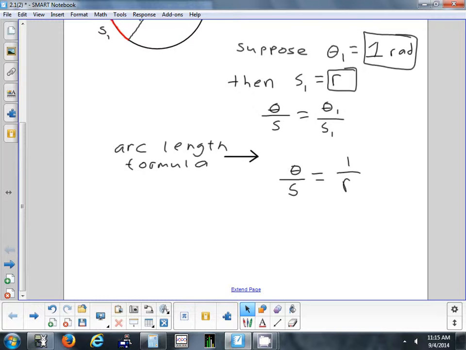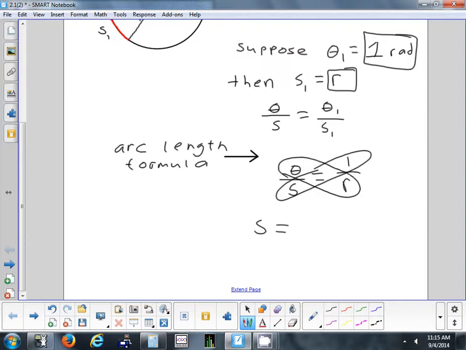Okay, now how do we solve a proportion? What's the name of the technique you do? Yeah, you cross multiply. Okay, so we have S times 1. Amy, what's S times 1? Just S. You take S and you multiply by 1, it's just S. And then we're going to multiply the other diagonal. R times theta.